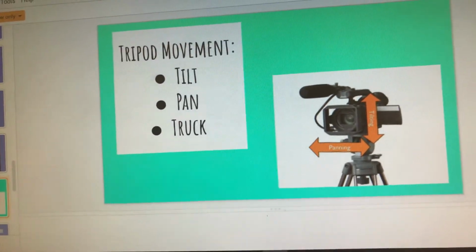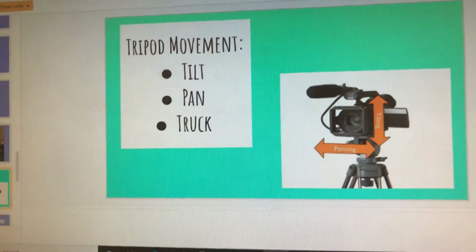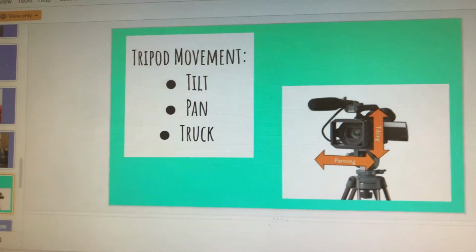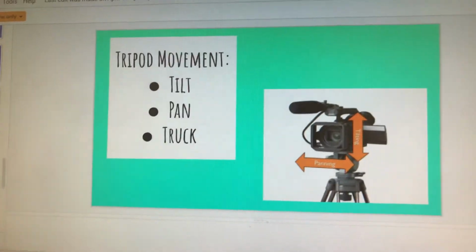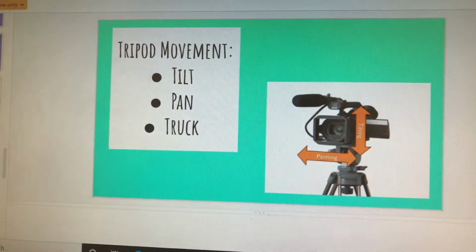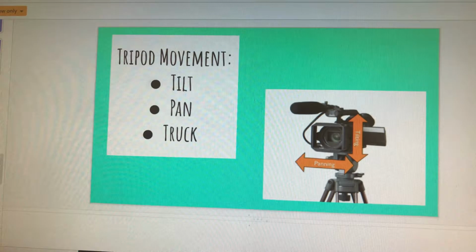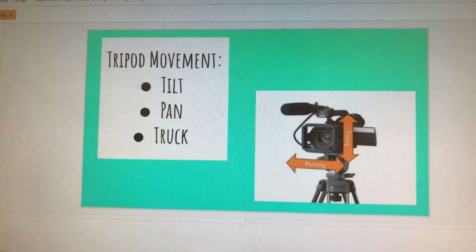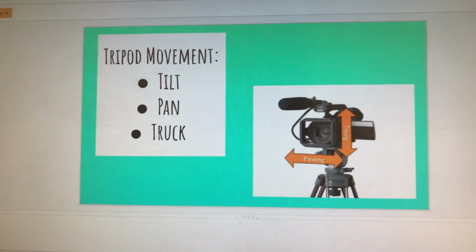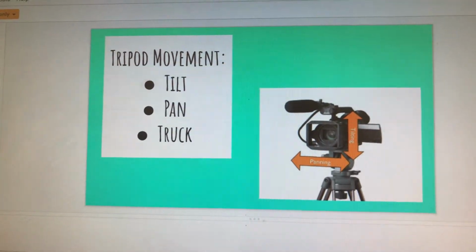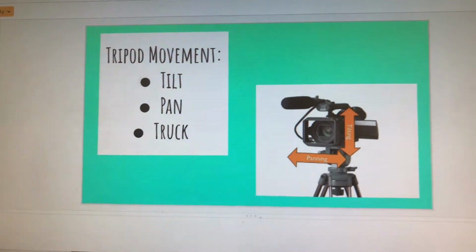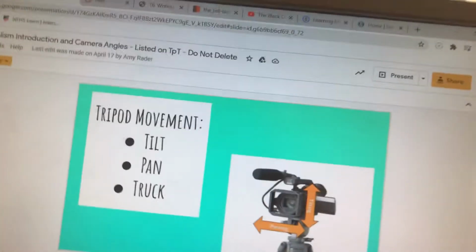Now, when you are recording a story on a camera for a news station, you record on what we call a tripod. A tripod is that three-legged stand, almost like a stool, that people attach cameras to. Now, these tripods have three different types of movement. They tilt, they pan, and they truck.